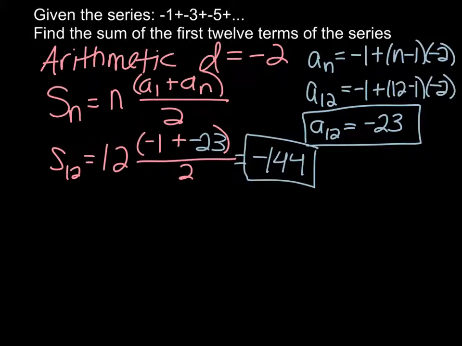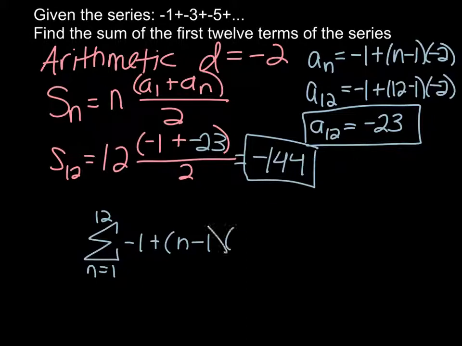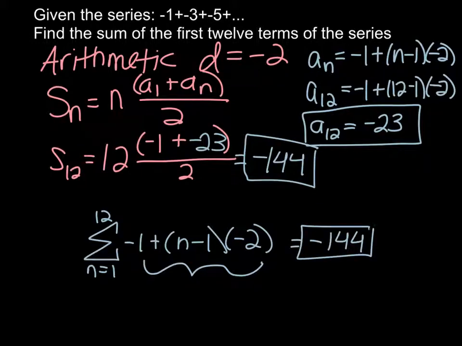If you wrote this in summation notation, the n values are going from 1 up to 12. The explicit form would go next to the sigma. And if you type this into your calculator, even if you were to simplify this, you should still get negative 144 as your sum. Again, you can solve either way using either the formula for arithmetic series or by writing it in summation notation.